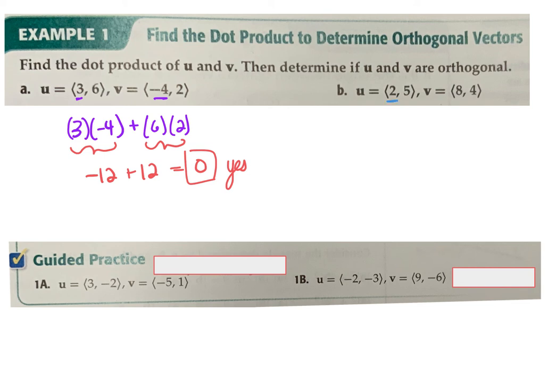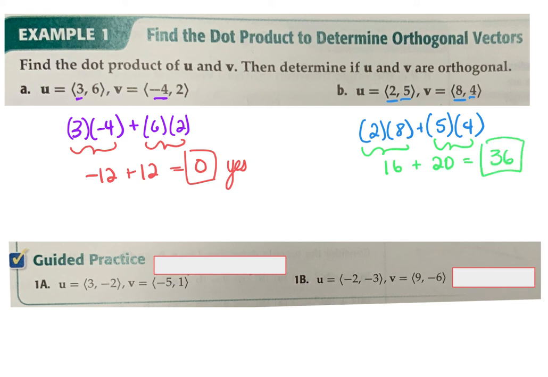My dot product is going to be 2 times 8 plus 5 times 4. All right. 2 times 8 is 16 plus 20. My dot product is 36, so that is my dot product. But no, these are not orthogonal. All right, check your work for the first one. Negative 17 was your dot product, and no, this is not orthogonal. And then for the second one, yes, your dot product was 0.